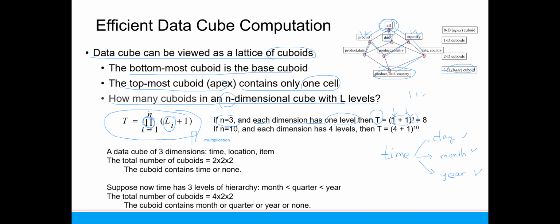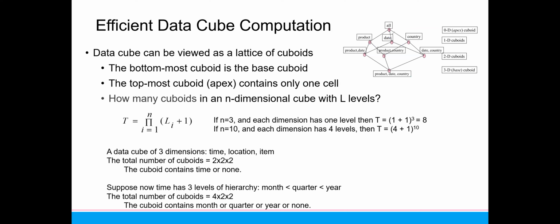So it means 1 plus 1 multiplied by 1 plus 1 multiplied by 1 plus 1. Oh, sorry, not plus, this is multiply. If it is multiplied 3 times, it is the same as 1 plus 1 to the power of 3. Then it is 8. You can look at this one. We have 1, 2, 3, 4, 5, 6, 7, 8. With 3 dimensions and 1 level, we have 8 cuboids.